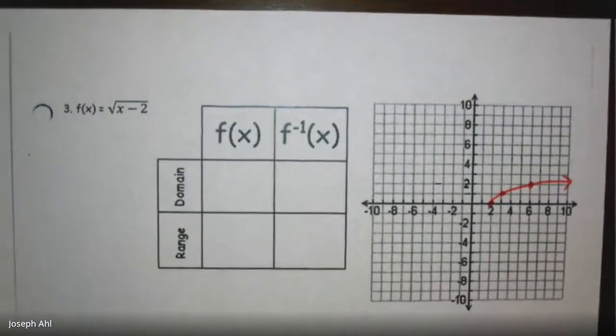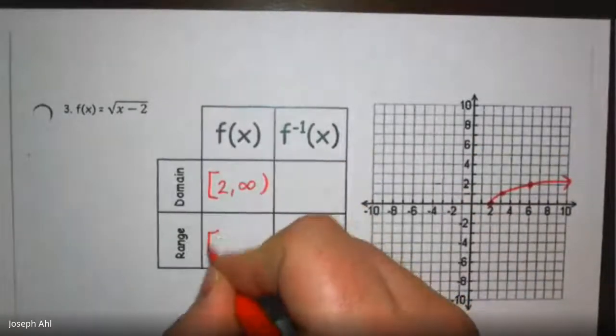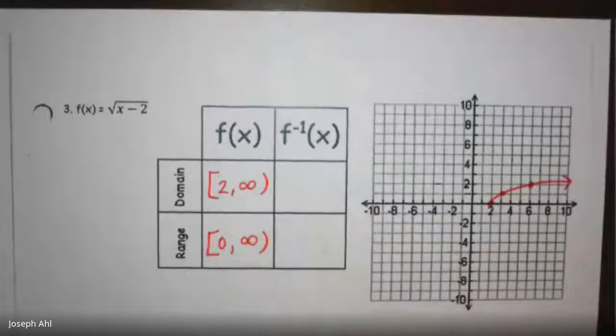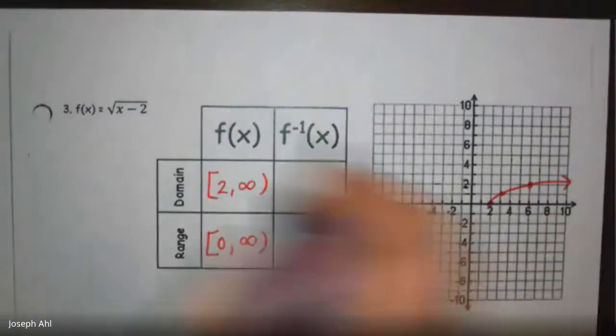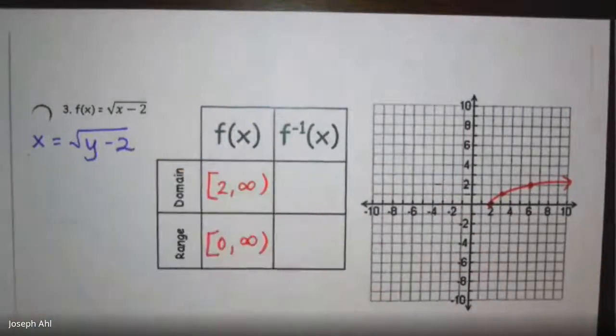So when I go to find the inverse here, maybe I'll do domain and range quick while I'm at it. Domain is 2 to infinity. Range in this case would be 0 to infinity. We fill those in. When we go to do the inverse, we're going to switch x and y. So we get x equals square root y minus 2.